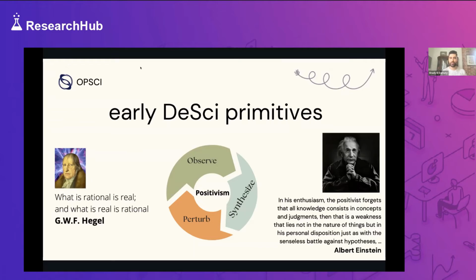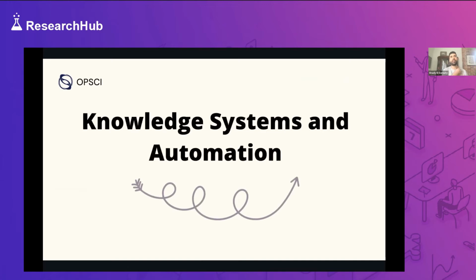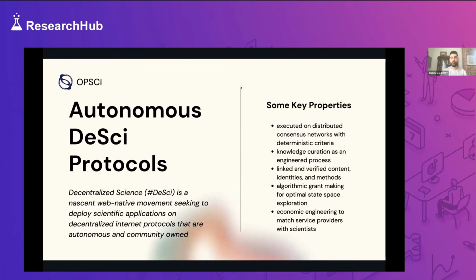We can only measure shadows of them. The Higgs boson much later on. So why am I even talking about this? Why is this important? Positivism, I think, is something, and its history and how it was successful and how it failed is really, really important to keep in mind when we think about automating knowledge systems. So specifically in DeSci, I have a definition that I've thrown up there.